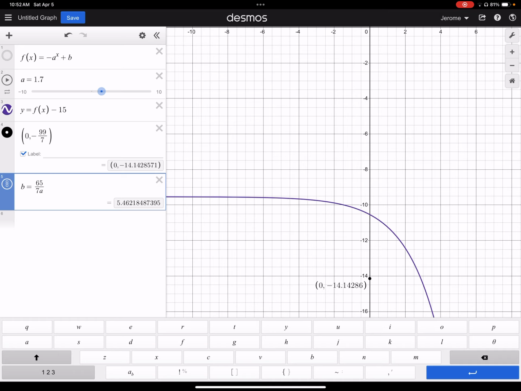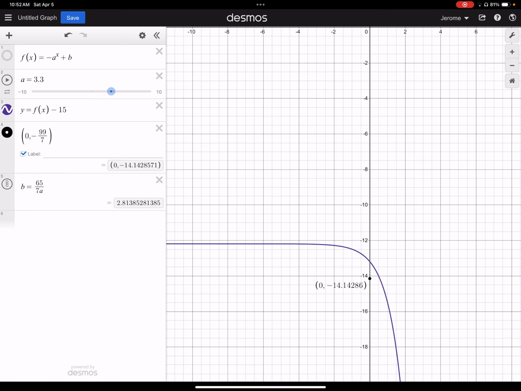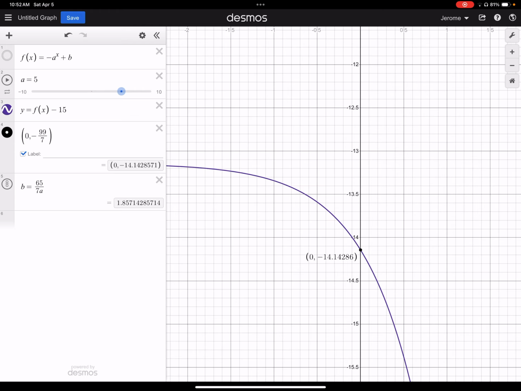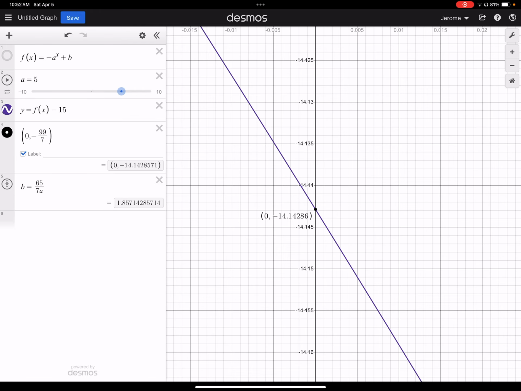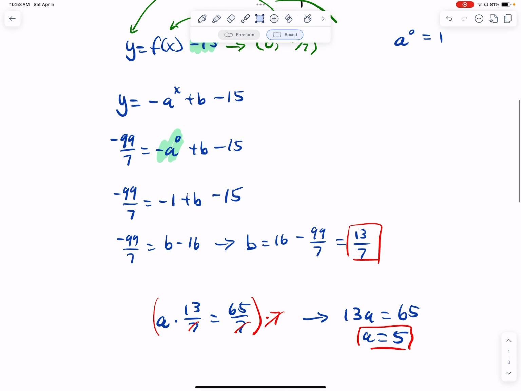And now you can see that I just have one slider to move to try to get it to this point of intersection, the one that they gave us, which is the 0, negative 99 over 7. So let's just slide this thing, make this thing happen, and you can see, oh, we're super, super close. It looks like it's at 5, and I can zoom in, zoom in, zoom in, and it's right there on the money, and I can see here that I've got an A value of 5, which is exactly the solution that we got by solving the thing algebraically.